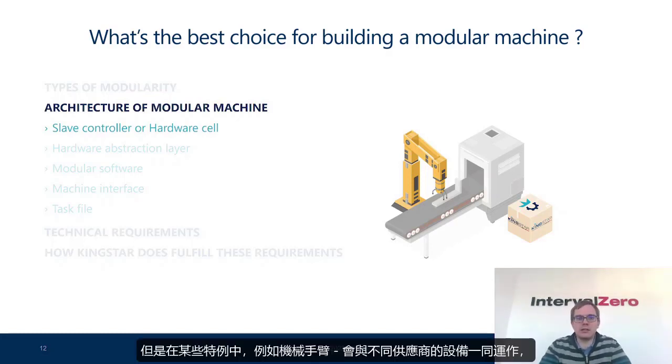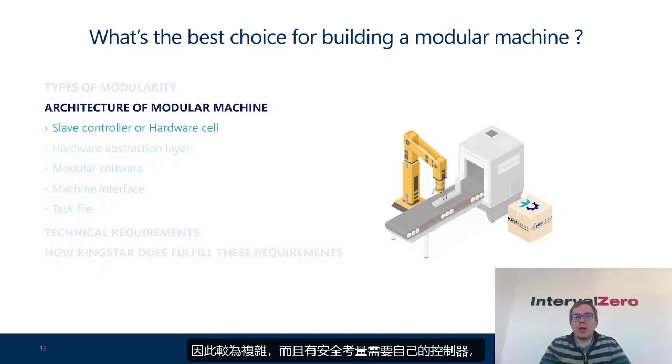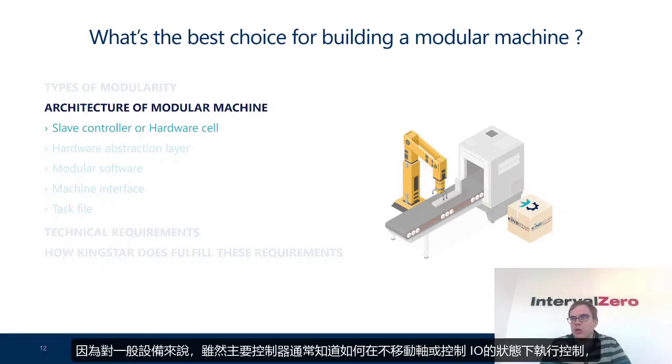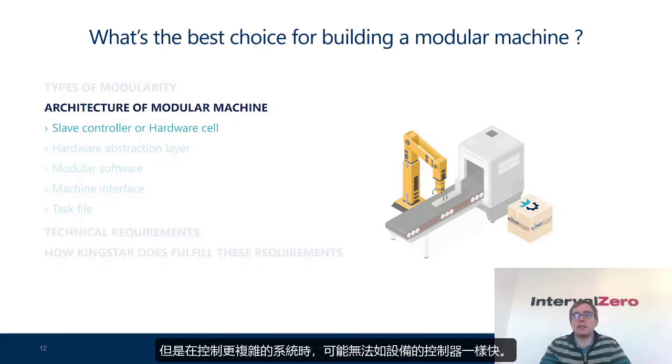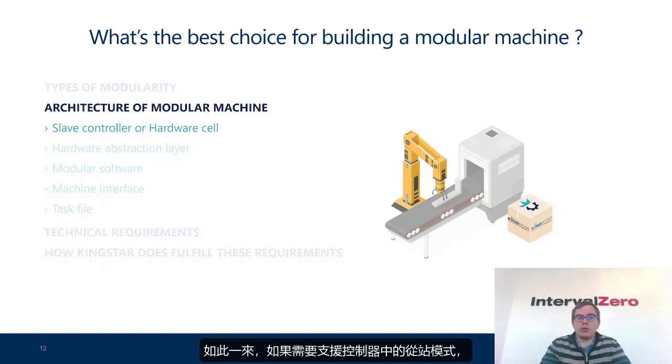But in some cases, like for example a robotic arm, this may work with machines of different vendors. This way, it's more complex and it needs to have its own controller for safety, because a main controller may often know how to move an axis or how to control I/Os, but doing a more complex system may not be its specialty. This way, the hardware module itself will have its own controller.